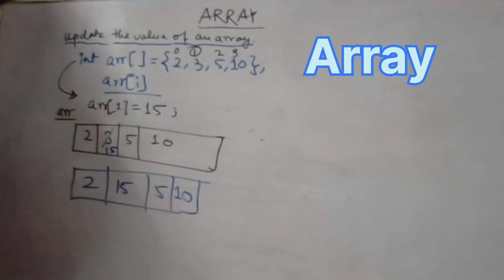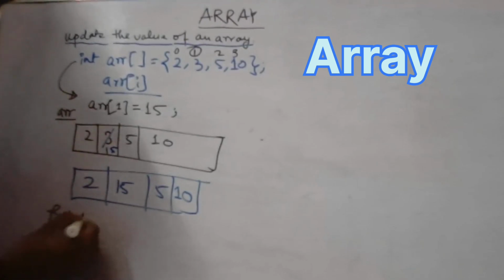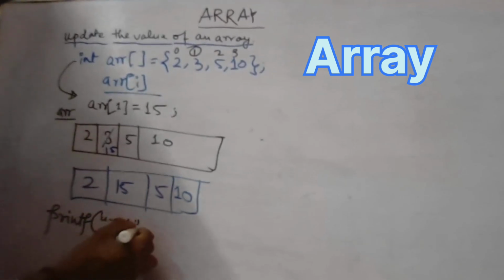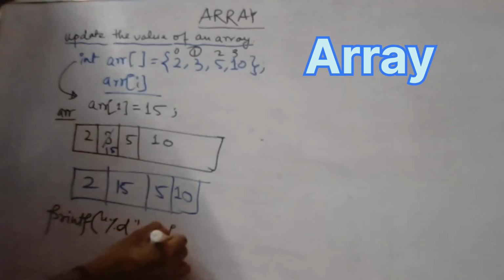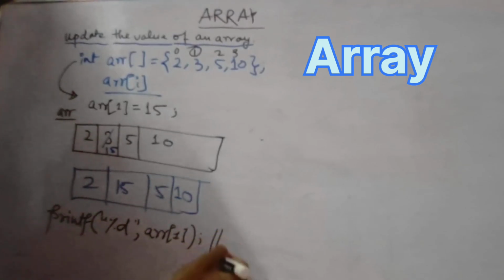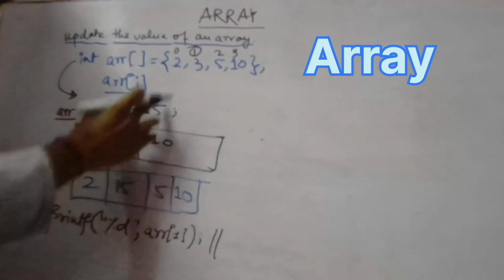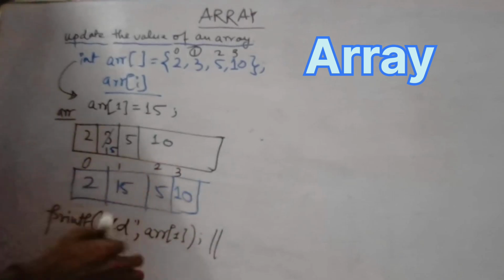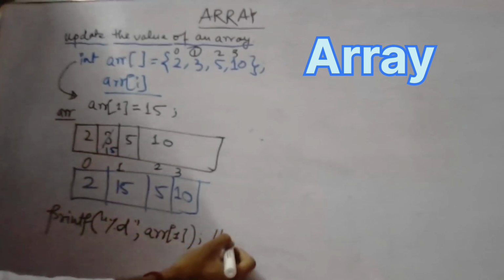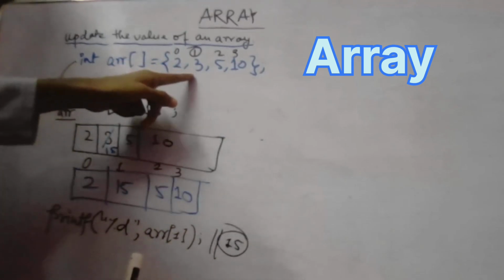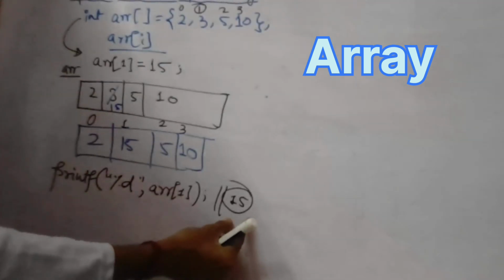So now if we access the value of this array, we use the printf function with %d, then array of 1. Now we can see the output. Over here, the indexes are 0, 1, 2, 3, so array of 1 is 15. We get 15 over here, not the previous value, which was 3. So we will get 15 as the value.